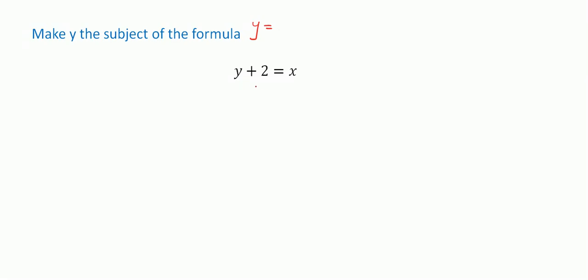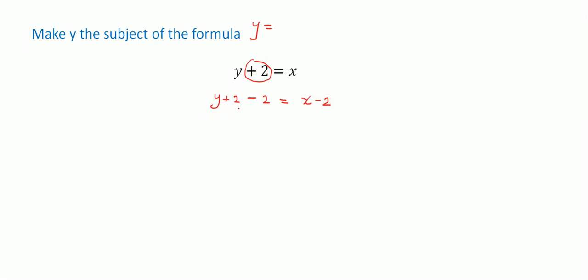So in this case we have y plus 2 is equal to x. Therefore on the left hand side we need to get rid of this plus 2. In order to do that we need to subtract 2 from both sides of the equation. And this is the key thing you need to remember. Whatever you do on the left hand side of the equation, you need to do the same thing on the right hand side. So we're going to subtract 2 from both sides of the equation.